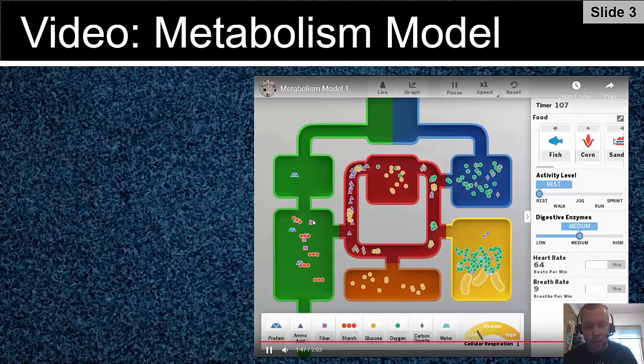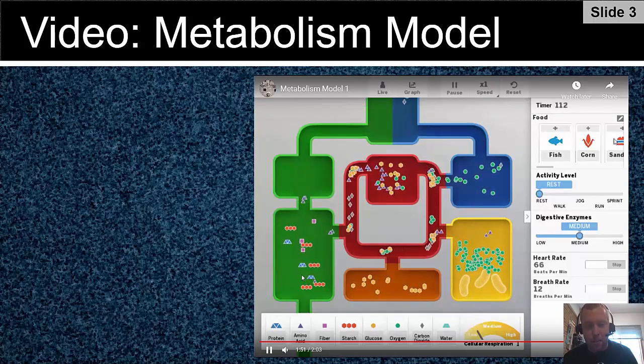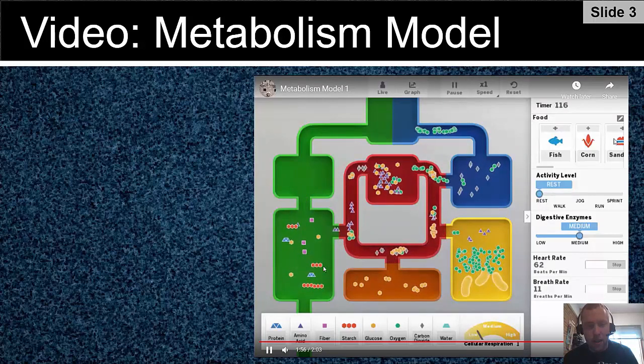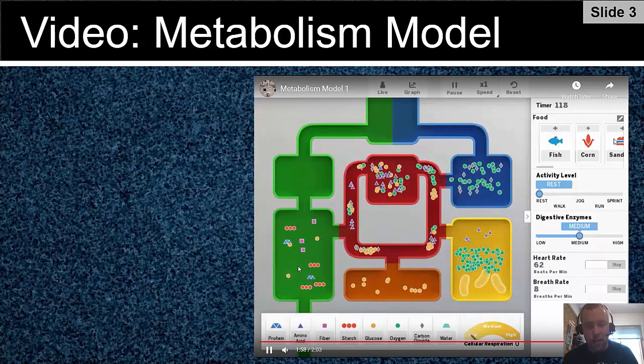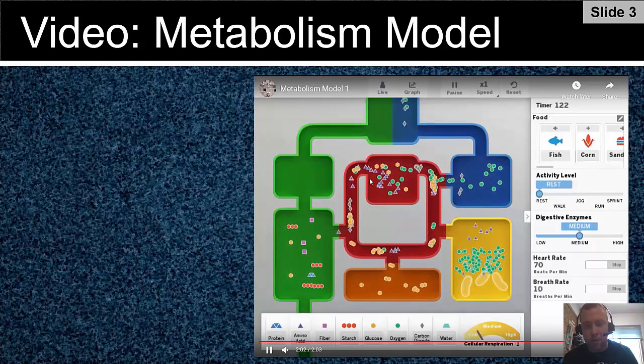Here I just ate a sandwich, so you notice that we have starch and we have proteins. Those proteins are going to get broken down by your digestive system into amino acids. There they go, into your bloodstream. And then those starches are going to get broken down into glucose, which can be taken into your bloodstream too.